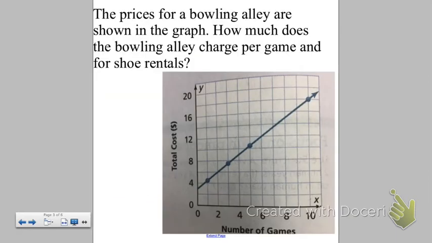The prices for a bowling alley are shown in the graph. How much does a bowling alley charge per game and for shoe rentals? Take a second to copy down the question and draw a quick sketch of the graph.